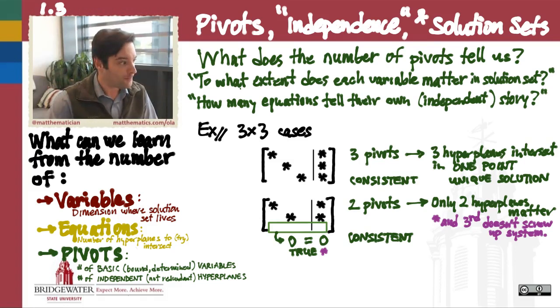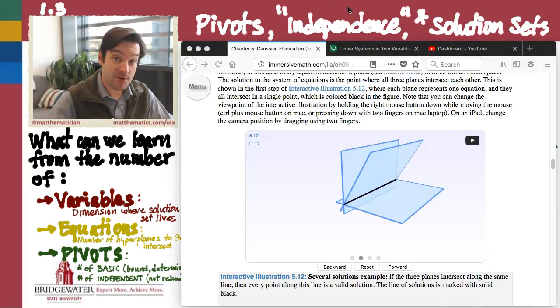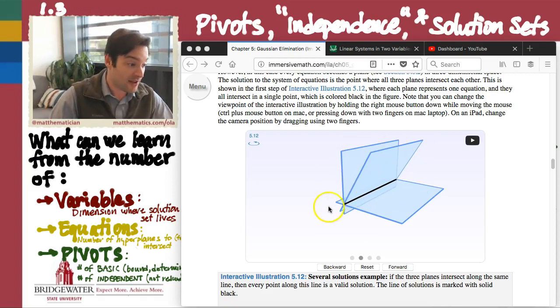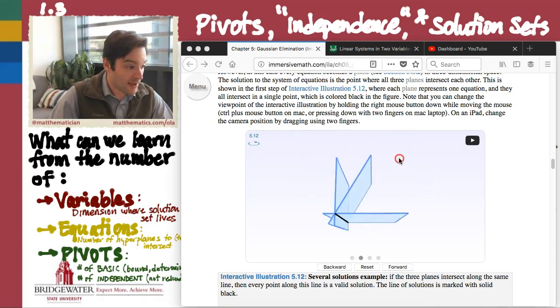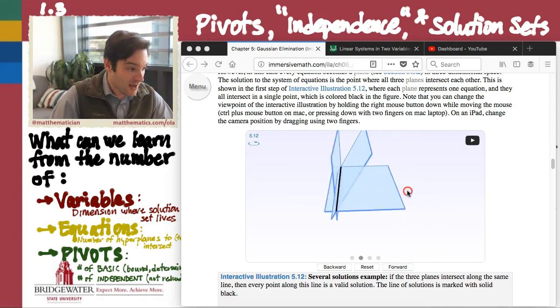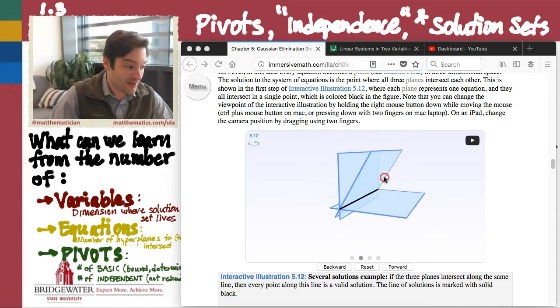But consistent how? This visual from the Immersive Math website gives a really good illustration of what this circumstance might look like. Here I have 3 planes, and none of my planes are parallel to any of my other planes, but the pairwise intersection of any 2 of my 3 planes is all the same line. So this plane and that plane come together in this line. That plane and that plane come together in the same line, and this plane and that plane come together in that same line.